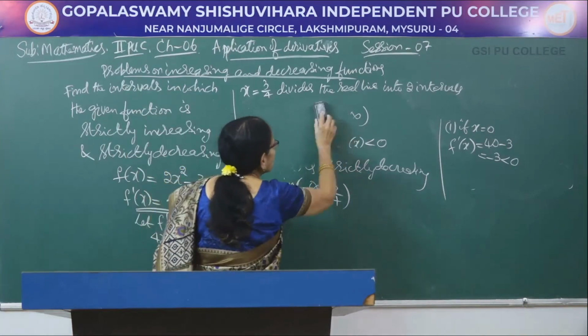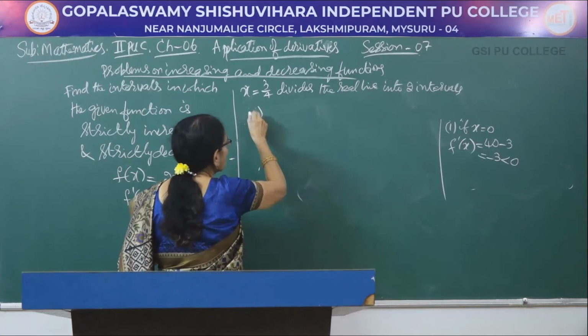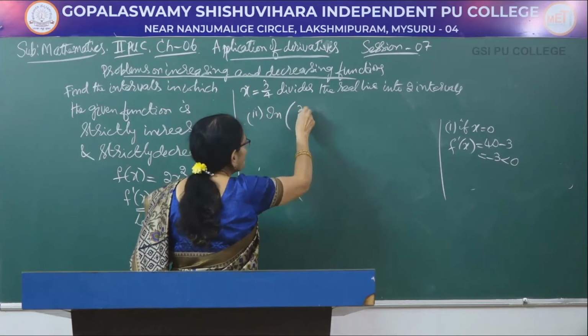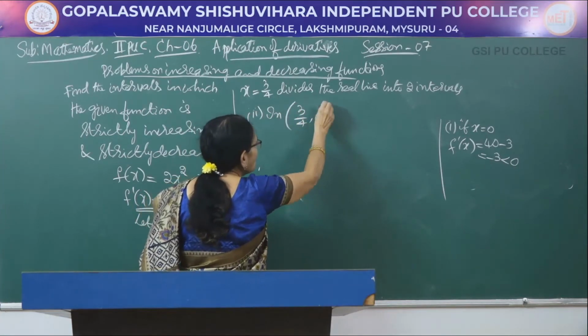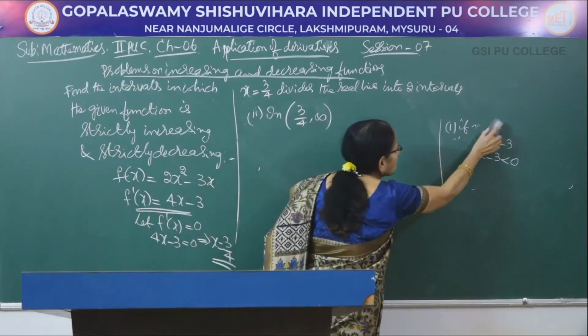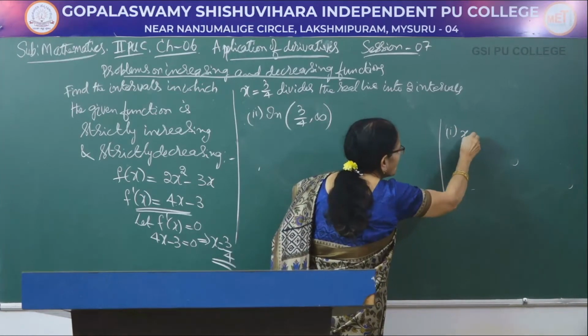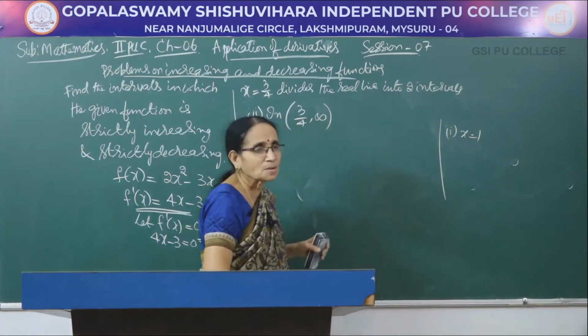Now, let me take the second interval. What is the second interval? In the second interval, 3 by 4 comma plus infinity, a value slightly greater than 3 by 4, let me take the number 1, a whole number, it's easier.